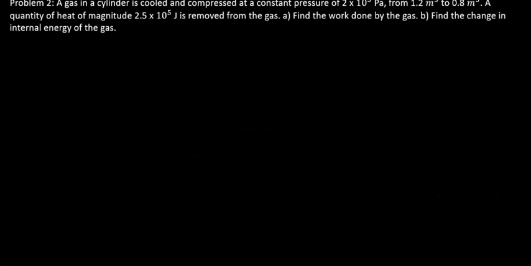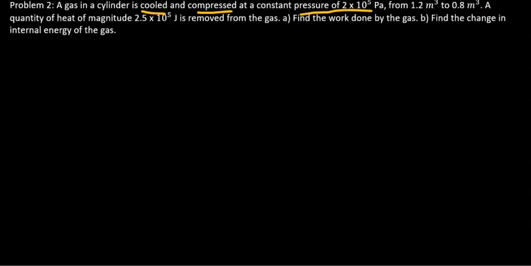Problem 2. A gas in a cylinder is cooled and compressed at a constant pressure of 2 times 10 to the power 5 Pascal. The compression is from 1.2 cubic meter to 0.8 cubic meter. A quantity of heat of magnitude 2.5 times 10 to the power 5 joules is removed from the gas. Now find the work done by the gas and also the change in the internal energy of the gas.